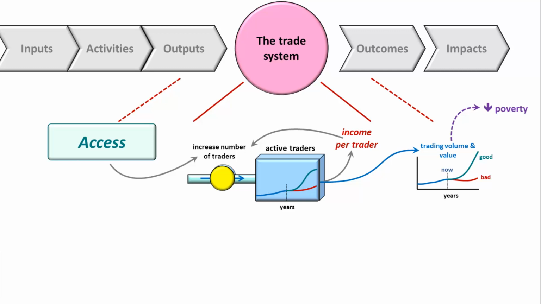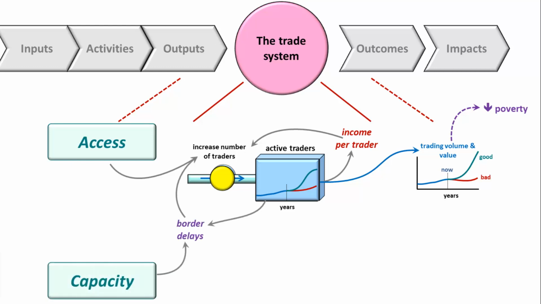So the way that works is that if you have more active traders trying to export, then you've got more people and more stuff arriving at borders, arriving at ports. And if the capacity of those border crossings and ports isn't adequate, then people can't get across, and you put a brake on that increase in the number of traders. So that's the capacity issue.